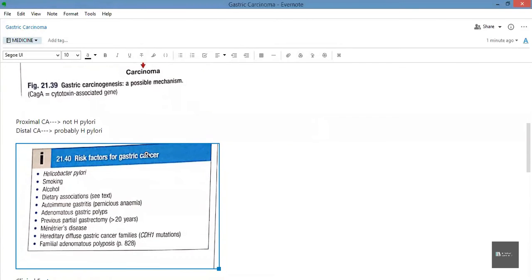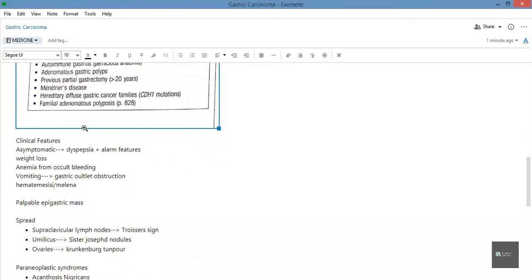Then we're going to go for the risk factors, which are H. pylori, smoking, alcohol, nitrosamines, which are the dietary associations, autoimmune gastritis, adenomatous gastric polyps, previous partial gastrectomy, Menetrier's disease, hereditary diffuse gastric cancer. We know that the E-cadherin gene causes the type of cancer which, on biopsy, you're going to find histologically is going to be of the diffuse type. We know that there's two types, intestinal and diffuse.